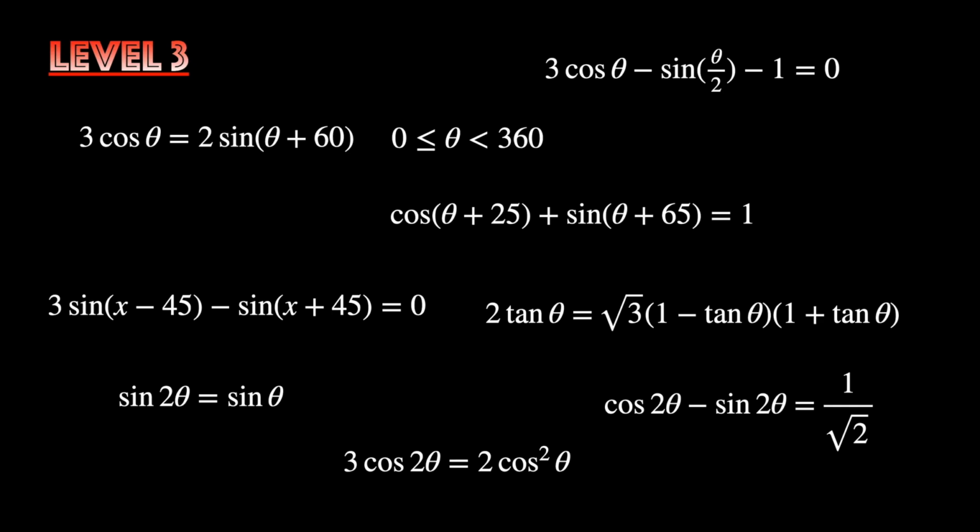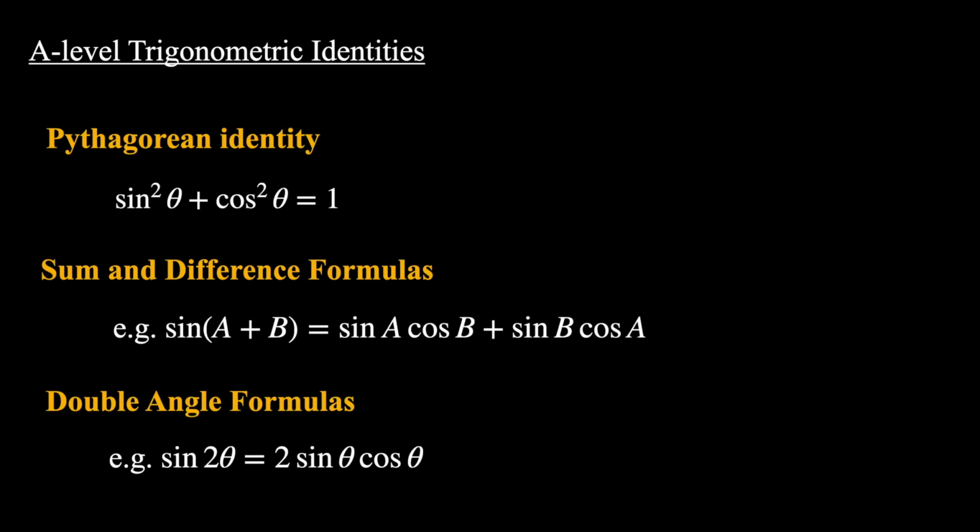To solve these, we're also going to be using the other types of identities from A-level mathematics, the sum and difference formulas. For example, sine of A plus B is sine of A cosine of B plus sine of B cosine of A, and the double angle formulas. For example, sine of 2 theta is 2 sine theta cosine theta. For all of the formulas and an explanation of those, check out my videos on trigonometric identities if you're not sure about either of these two. Okay, so let's jump into the first one.